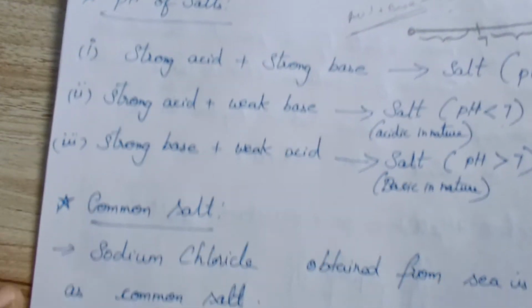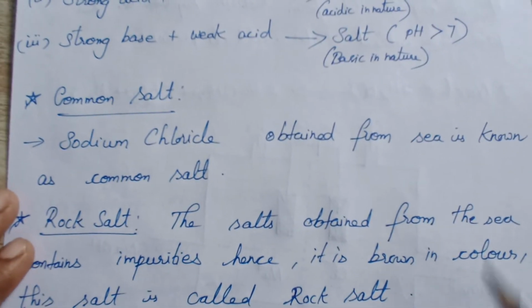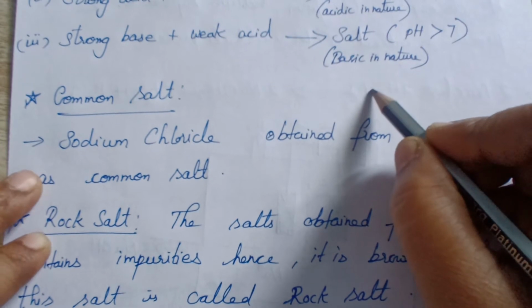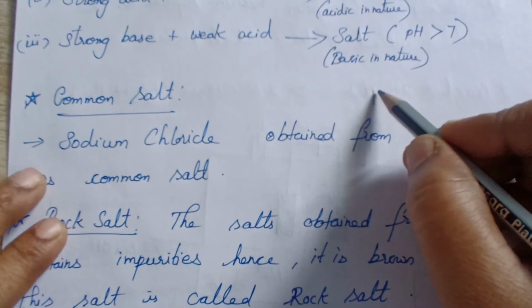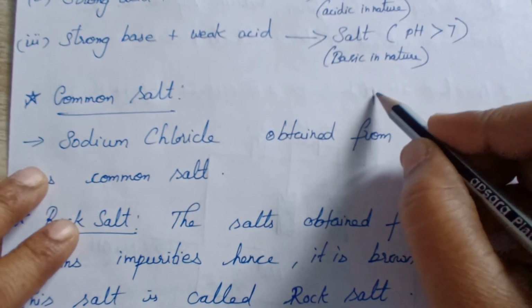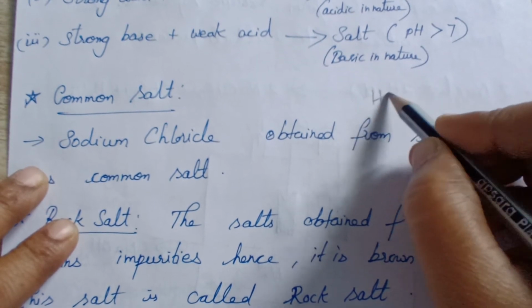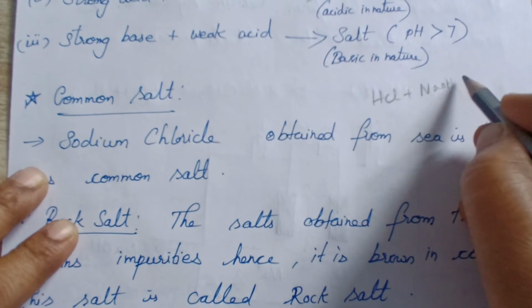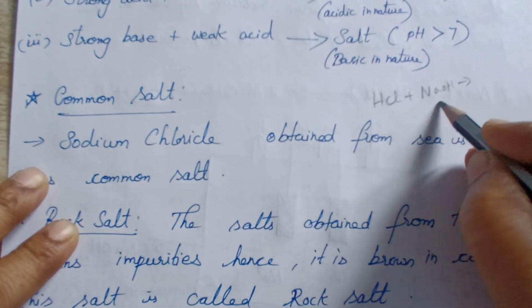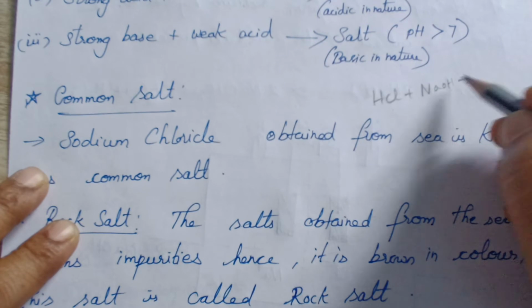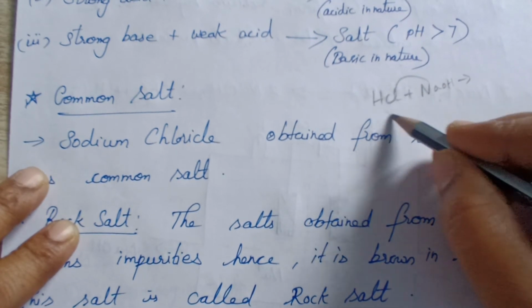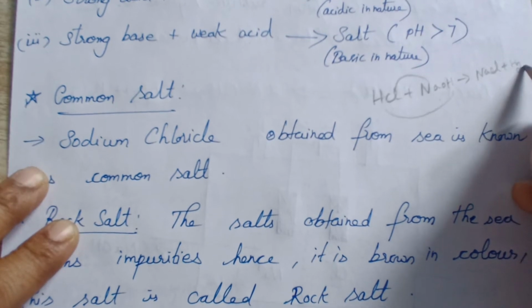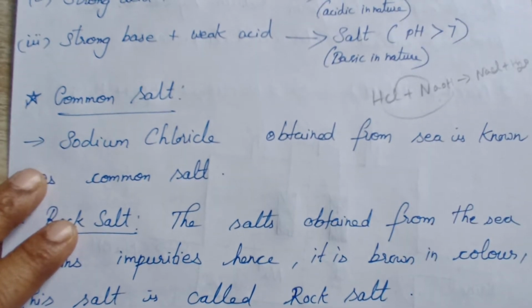Okay. Coming to the common salt. So you know how the common salt is produced. Whatever you are using, the NaCl, sodium chloride, right? How is it obtained? HCl reacts with NaOH. Acid plus base will give salt. These two will combine, and these two will combine, right? NaCl plus H2O, right? Okay, this is how you will obtain the salt.